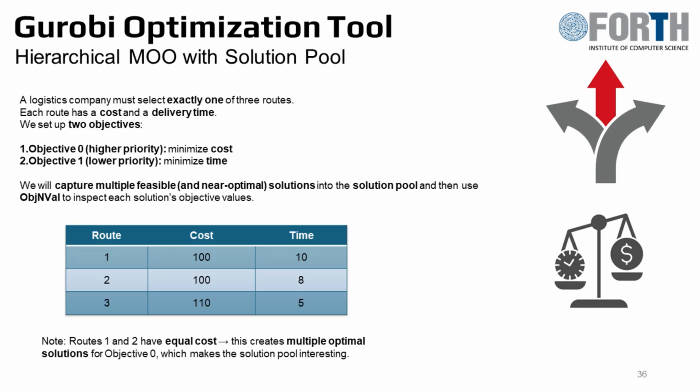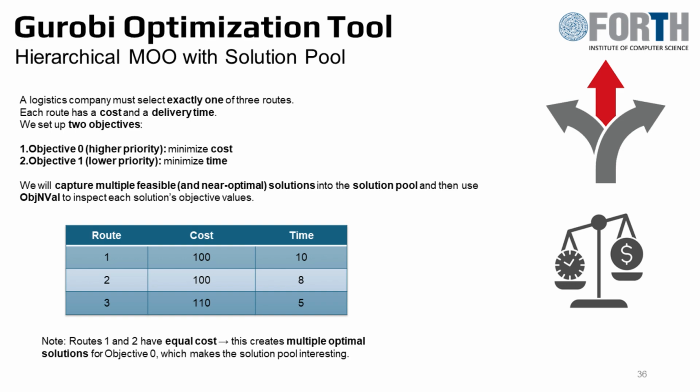In this example, we move to a slightly richer scenario. A logistics company must select exactly one out of 3 possible delivery routes. Each route has 2 performance measures, cost and the delivery time. We define 2 objectives. Objective 0 has higher priority and minimizes total cost. Objective 1 has a lower priority and minimizes delivery time.